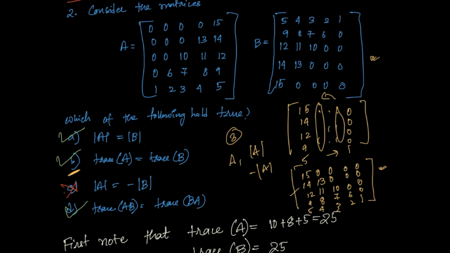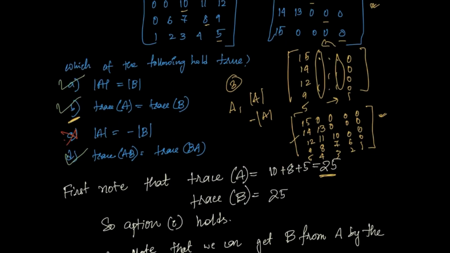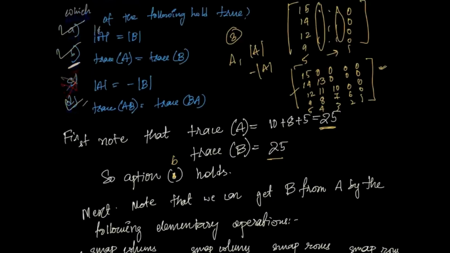Trace is nothing but the sum of the diagonal elements. In this case, it is 0, 0, 10, 8, and 5. Sum them up, and this will turn out to be 25, which is this. For B as well, it's 5, 8, 10, 0, and 0. Sum them up, and you end up with 25. So you see that trace of A is equal to trace of B.